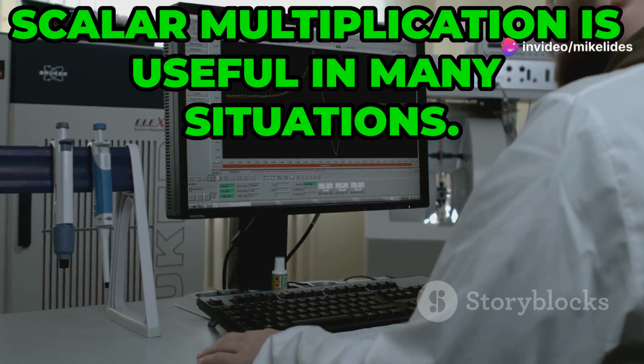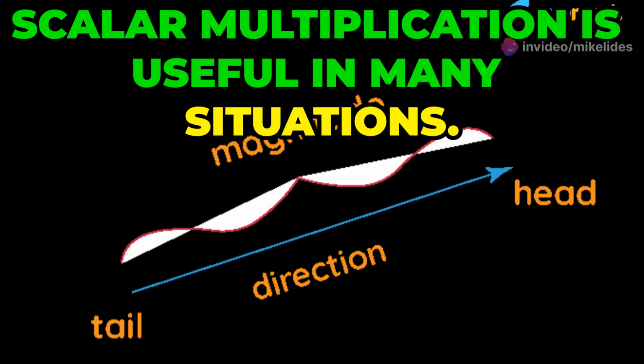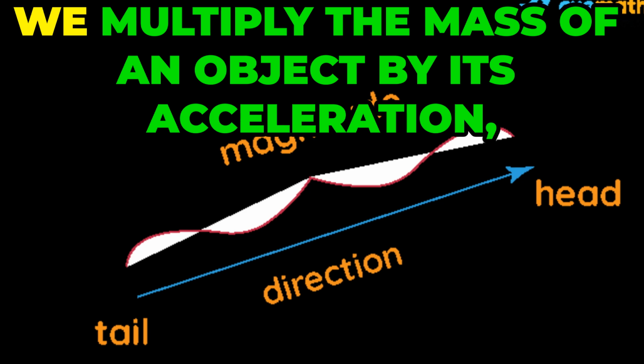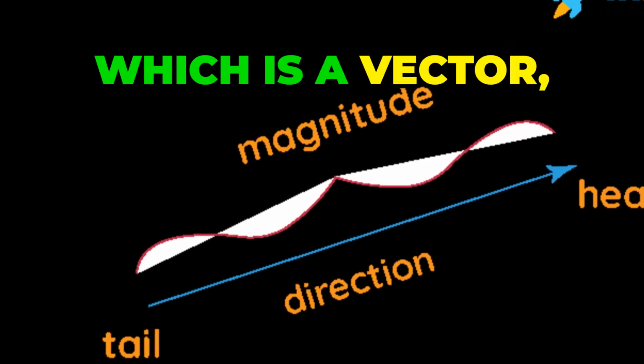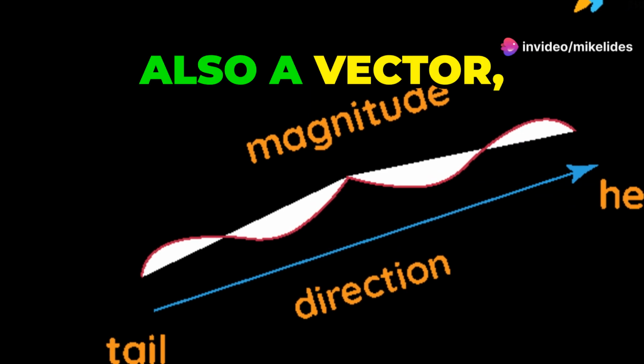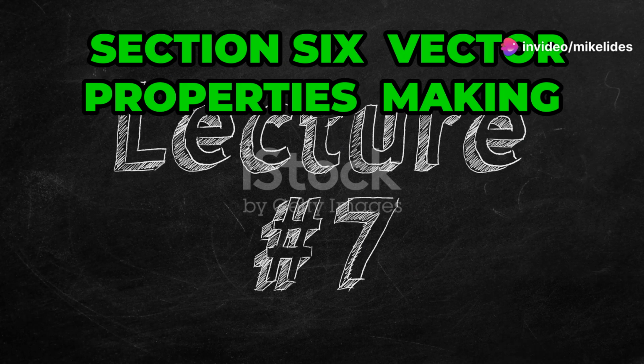Scalar multiplication is useful in many situations. For example, in physics, we multiply the mass of an object by its acceleration, which is a vector, to find the force, also a vector, acting on it.